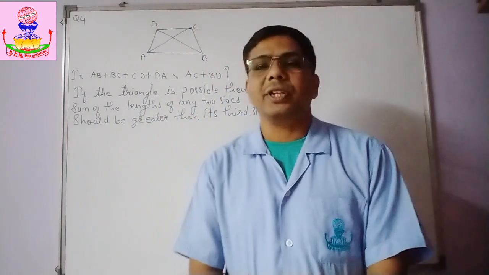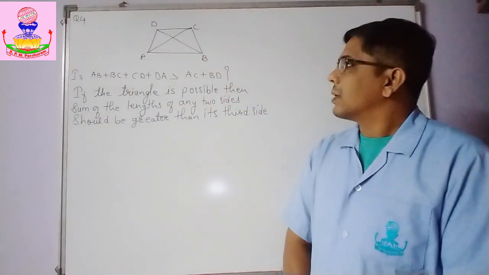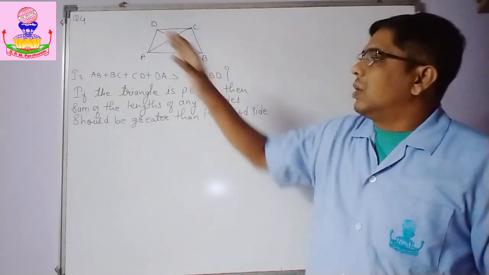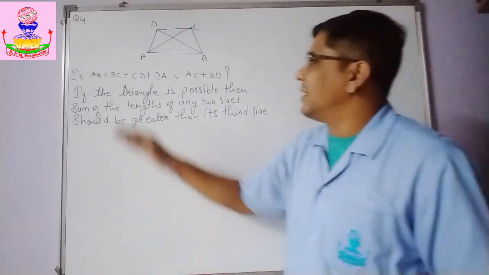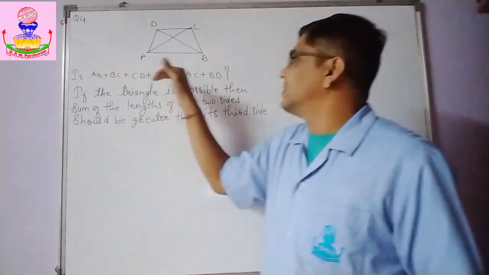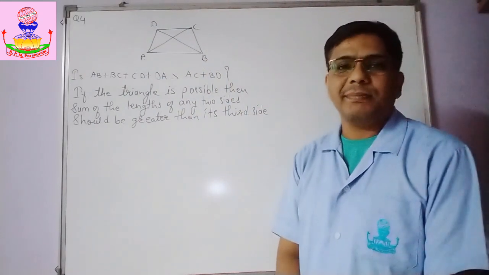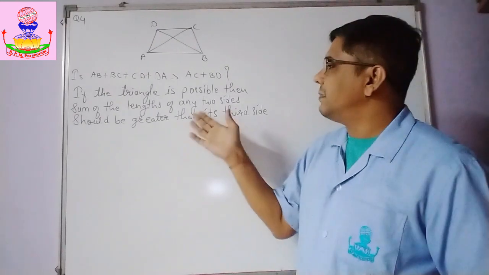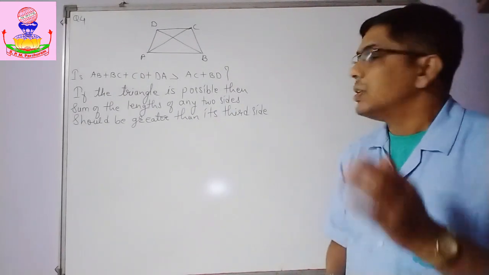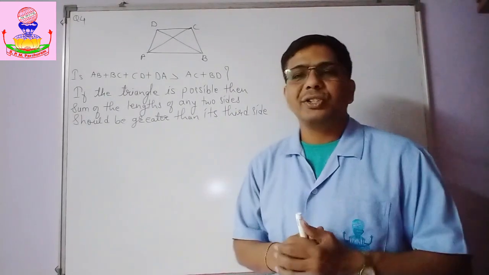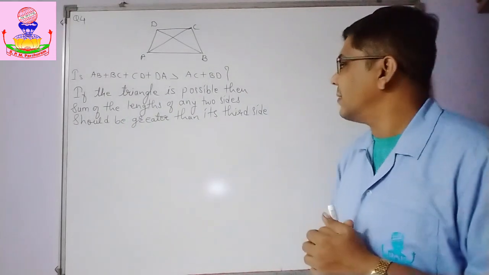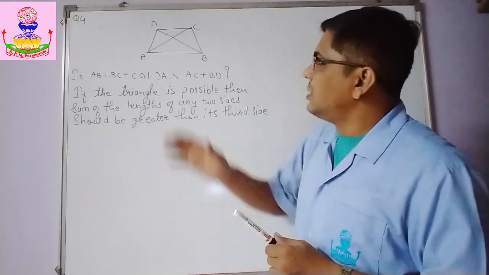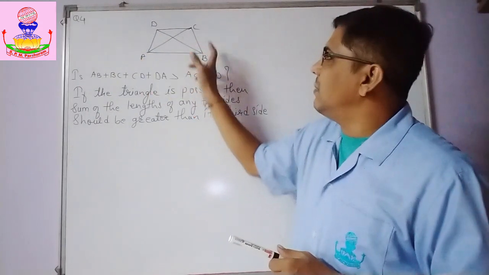Now, let's move to the fourth example. ABCD is the quadrilateral and we are supposed to find if AB plus BC plus CD plus DA is greater than AC plus BD. Now, we are going to use the same property. That is, if the triangle is possible, then the sum of the lengths of any two sides should be greater than its third side. Okay, now, so first we are going to consider triangle ABC.